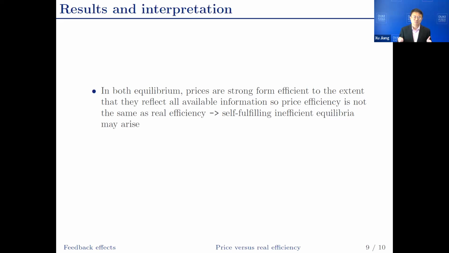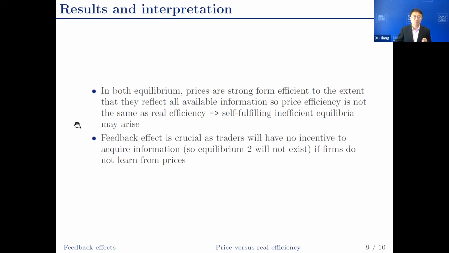The reason is that you could have a self-fulfilling inefficient equilibrium. In the first equilibrium, the firm is not going to learn from prices. And conditional on the firm not learning from prices, the informed trader is not going to acquire information. And so price does not contain information. So that becomes self-fulfilling. We can see here the feedback effect is crucial because if firms never learn from prices, the informed traders do not have incentive to acquire information.